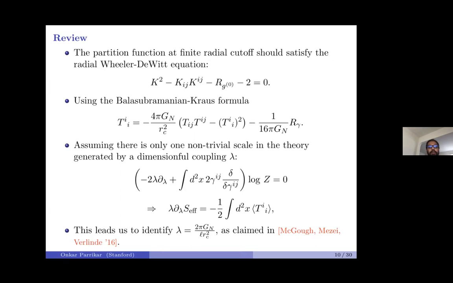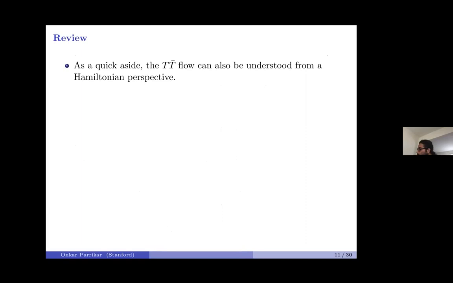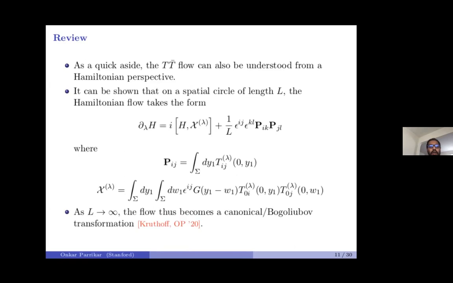Okay, and I should probably not spend too much time on this. This is a quick aside, which is to say that from a field theory perspective, you can also think of the T-Tbar flow in terms of the Hamiltonian as a Hamiltonian flow. What happens is that it neatly organizes as a sum of two terms. There is one term which just looks like a commutator of the Hamiltonian with something else, a pretty nice term. If the second term was absent, the T-Tbar flow would be successively performing canonical transformations, but at least on a circle of finite length, there's another term. That other term is what gives rise to the flow of the energy eigenvalues.